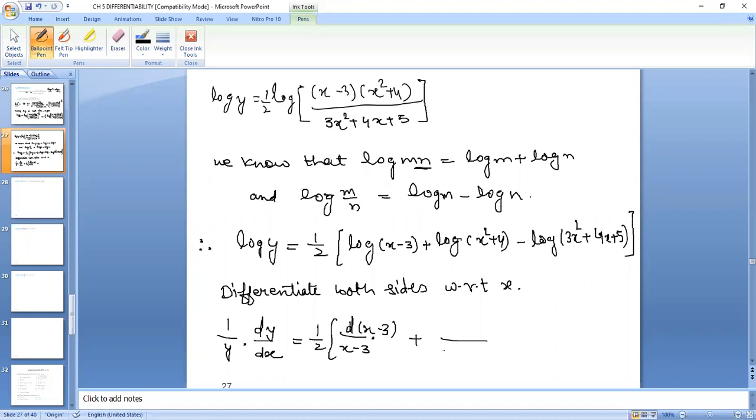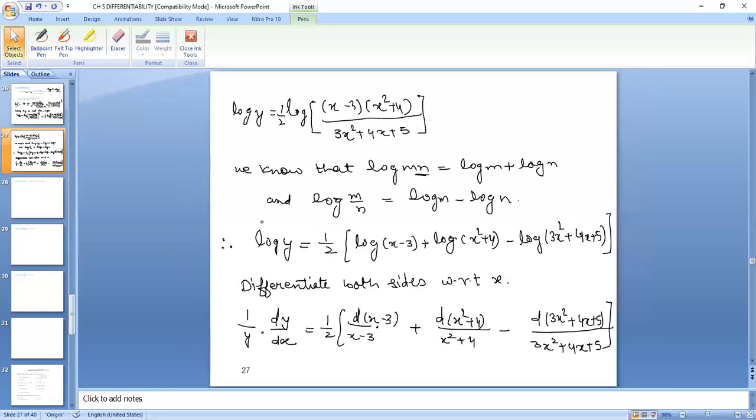Then 1 upon (x square plus 4) into the derivative of the base, which is x square plus 4, minus 1 upon (3x square plus 4x plus 5) into the derivative of 3x square plus 4x plus 5. Always we will be taking the derivative of the base also. So in the next step, we will be differentiating and solving it.